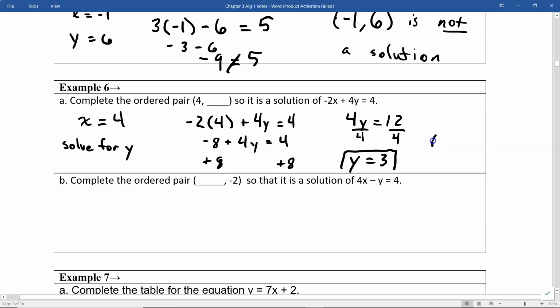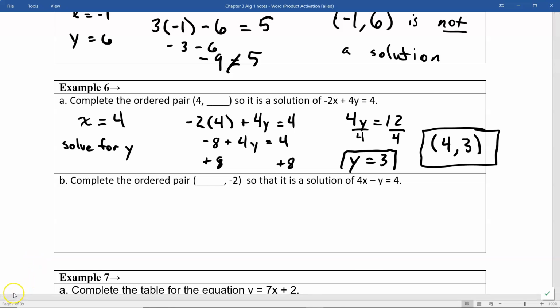So that means our ordered pair is then (4, 3). I'll just box both of these things in. And this is how we do these types of problems. So go ahead and try example B. Pause the video now and I'll talk about the solution in a sec.